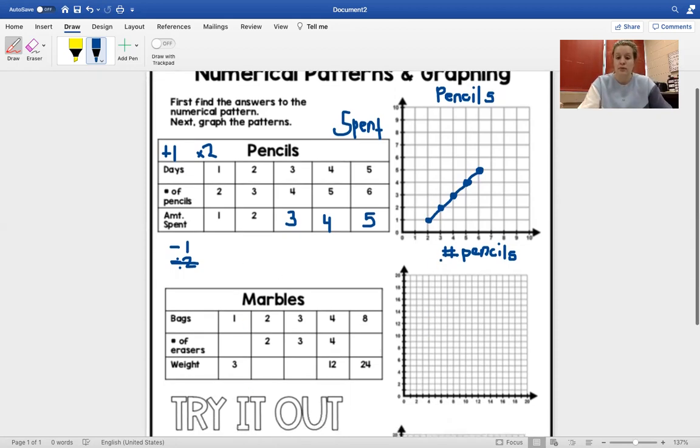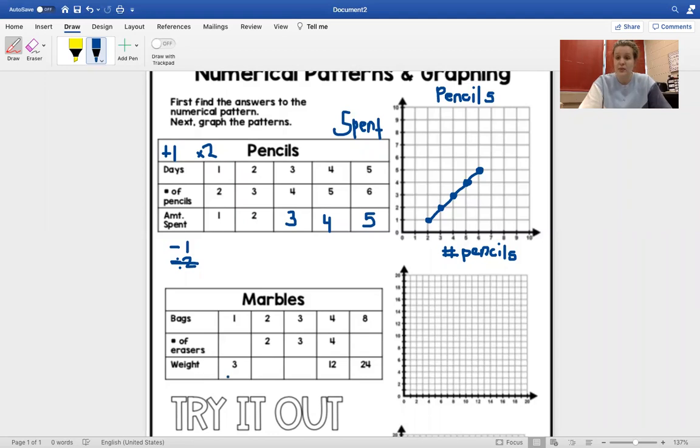It is marbles. I'm not going to label my graph here. We're just going to do the points and then plot them, but we'll talk about what we would label it, okay? So since the title is marbles, I would label my chart or have the title of my graph to be marbles. Then I have bags, the number of erasers, and weight. I would graph the number of erasers and the weight. The number of erasers is going to be my x-axis, and my weight is going to be my y-axis.